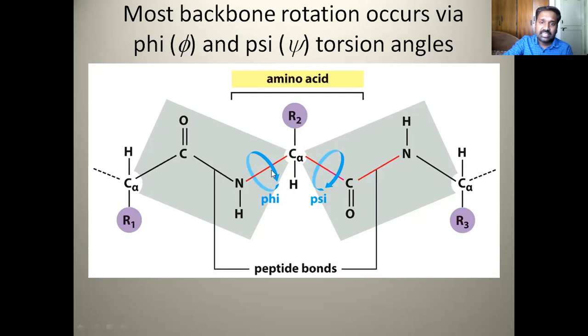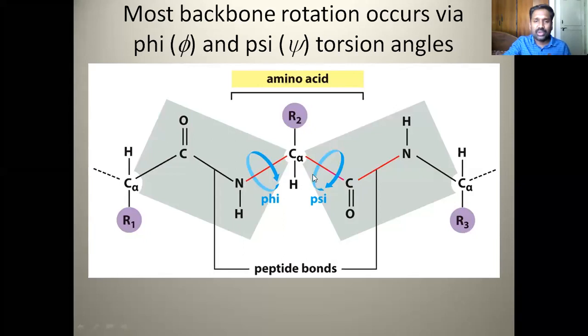Similarly, is it possible for us to define the conformation of this part of the peptide? Please remember, this part of the peptide, not the entire peptide, by giving the values of phi and psi. It is possible, right? Theoretically, 360-degree rotation is possible here. So for every conformation, you just rotate this and write the phi value and psi value.